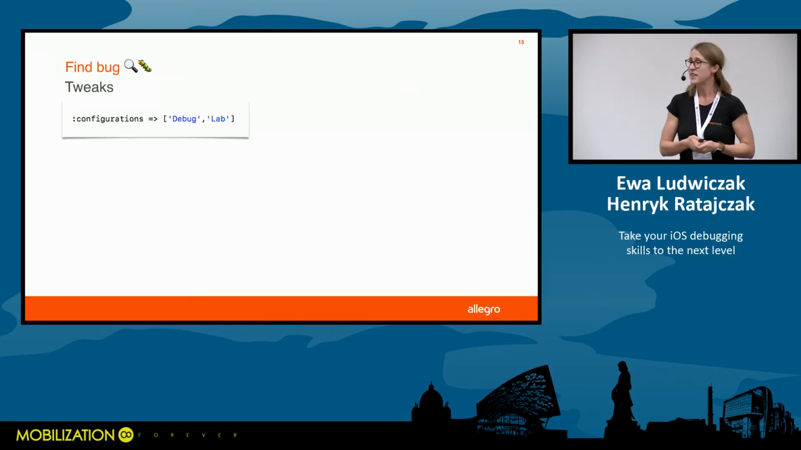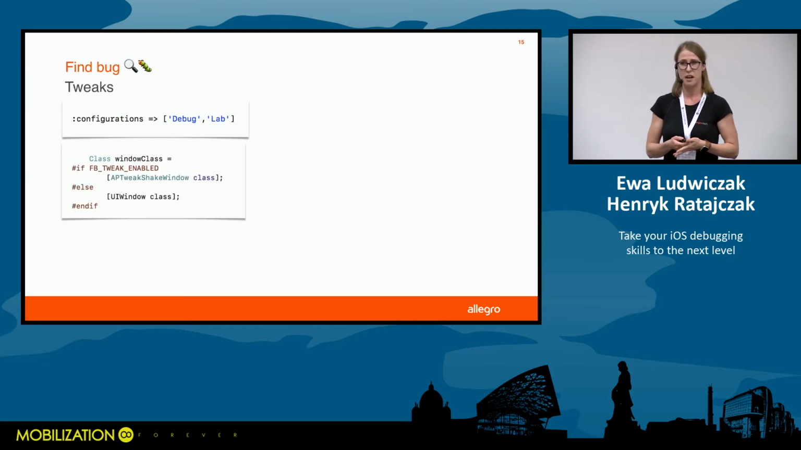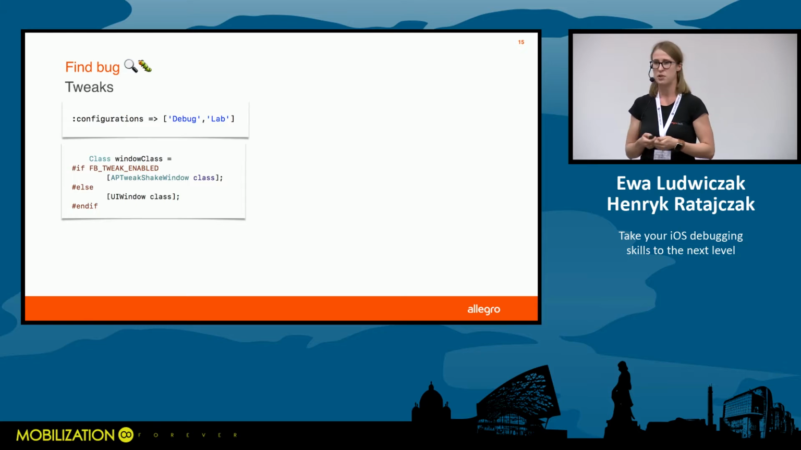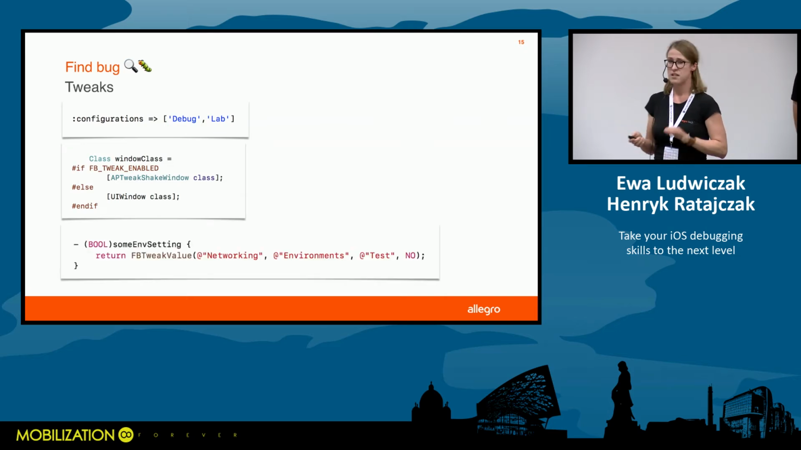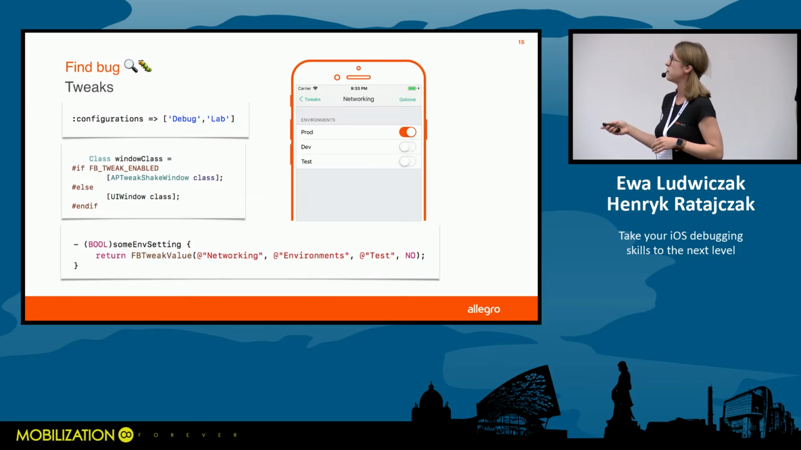How to use Twix? They are available as CocoaPods. We use them for configuration, debug, and lab. Traditionally, Twix are available after shaking the device. So if you want to use that gesture, what you need to do is replace your root UI window with a Twix shake window. And the smallest configurable value is called FBTweakValue. So instead of returning Boolean here, we return FBTweakValue.